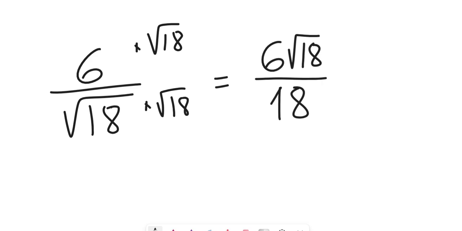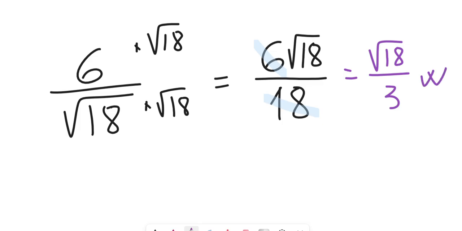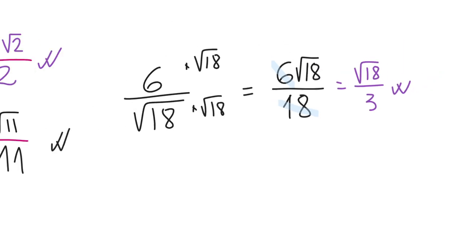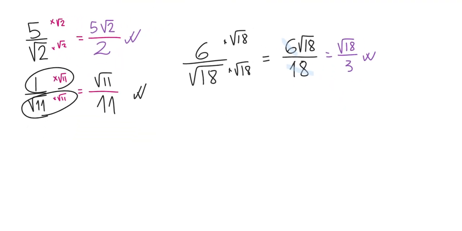Okay. Now, can we simplify, for example, 6 and 18? Yes, we can divide them by 6, right? So that becomes square root of 18 over 3, because we divide them both by 6. This can be simplified further, but we will talk about that soon.